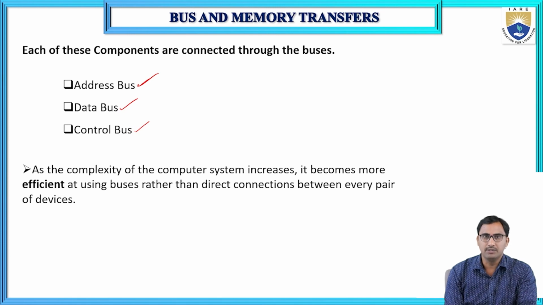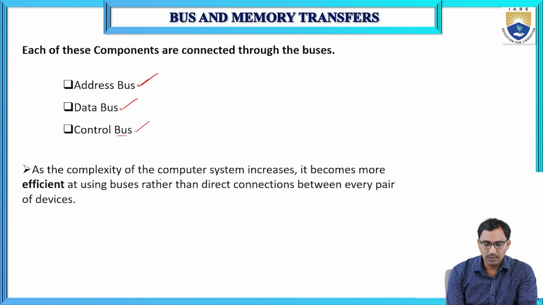Next one, data bus: a set of wires that can be used to carry the data information. And control bus: a set of wires that can be used to carry the control information like read, write, reset, clear. These are the various control signals, and they are carried by the set of wires called the control bus. All these buses are connected from one module to another module for exchange of the information.